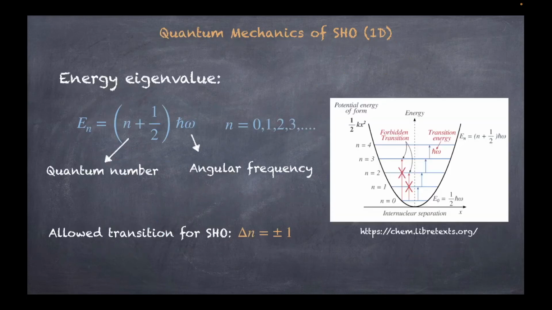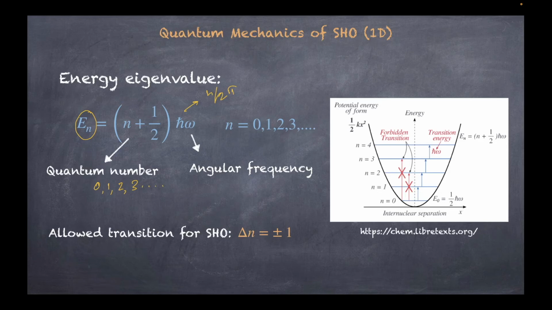Okay, now some quantum mechanics of harmonic oscillator in 1D. So if we solve the quantum mechanical problem of 1D simple harmonic oscillator, we get the energy eigenvalue En equal to n plus half times h bar omega, where En is the energy corresponding to the nth quantum number. Here n is the quantum number. For harmonic oscillator, the allowed values of n are 0, 1, 2, 3, etc. H bar is h over 2 pi. H is the Planck constant and omega is the angular frequency.